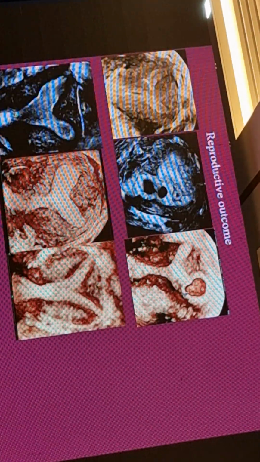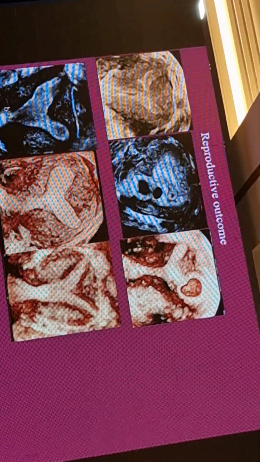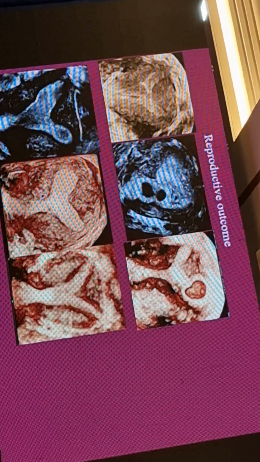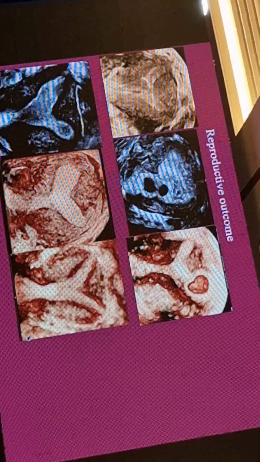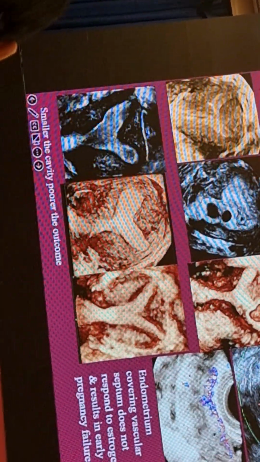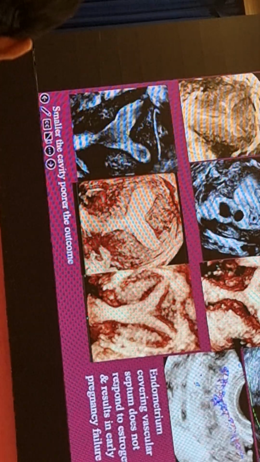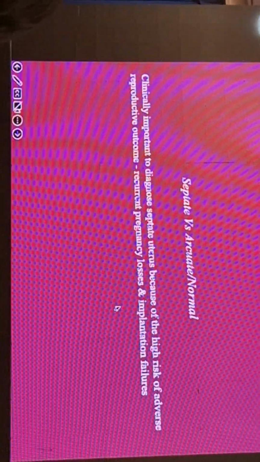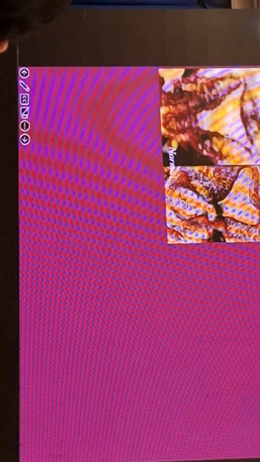And this was a cornual pregnancy. The smaller the cavity, the poorer the outcome. Here it's a pretty decent sized cavity as compared to these 2, so they have a poorer outcome as compared to this one. Septal vascularity, endometrium covering the septum does not respond to estrogen and results in pregnancy failures. Now, it's very important to differentiate between septate versus arcuate or normal uterus because of the reproductive outcome.